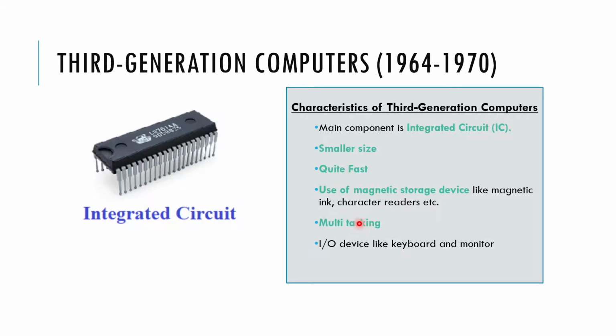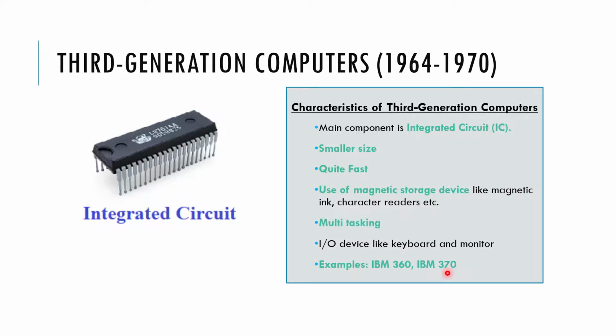They used a keyboard to input the data and monitor to display the results. So input output devices like keyboard and monitor came into use during the third generation computers. Examples are IBM 360 and IBM 370. They are the example of third generation computers.